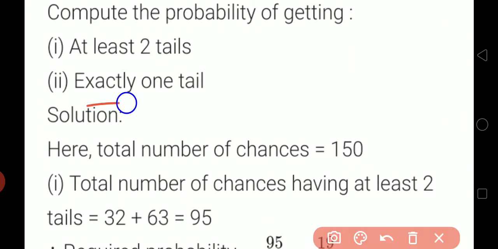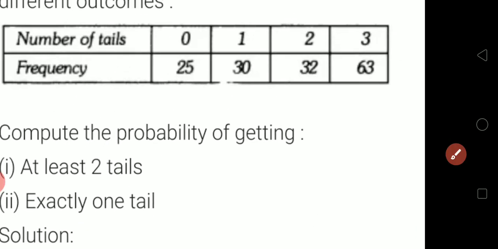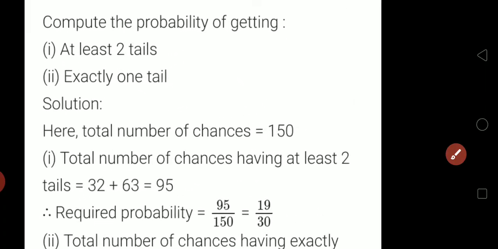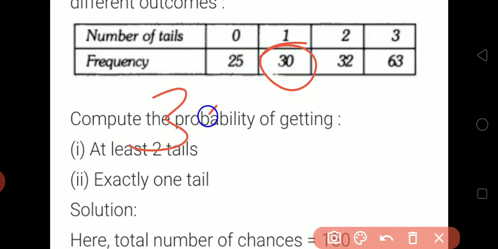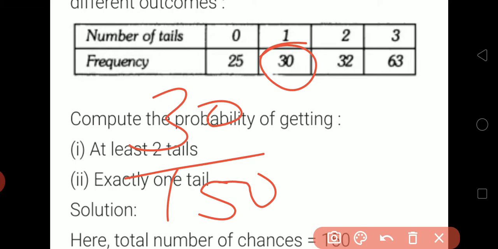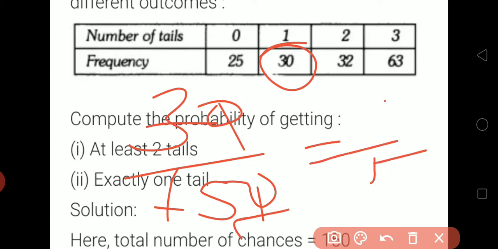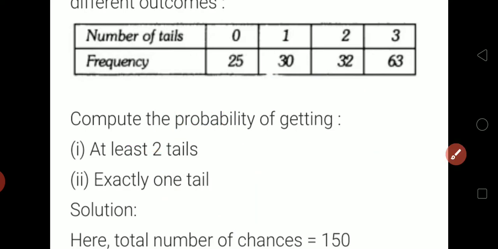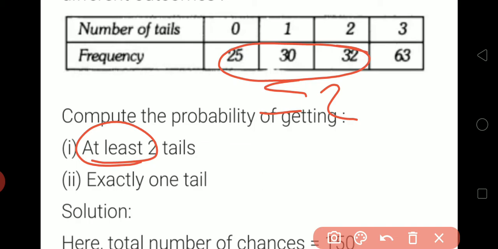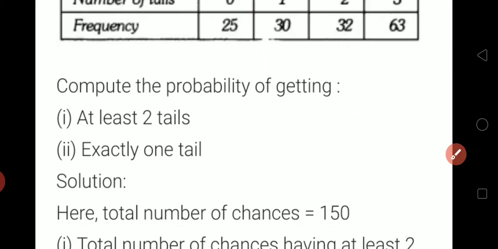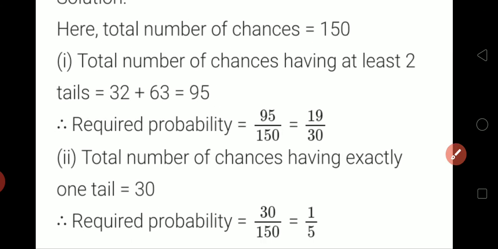Exactly one tail. Here we have been given exactly one tail. So how many times do we have exactly one tail? You can see here, 30 times. So 30 by 150. I hope you understand the word at least. This will be 1 by 5. Exactly one tail is 1 by 5. And I hope you understand the word at least means kam se kam 2, means greater than or equal to 2. You will add all these, right? So let us start the next one.